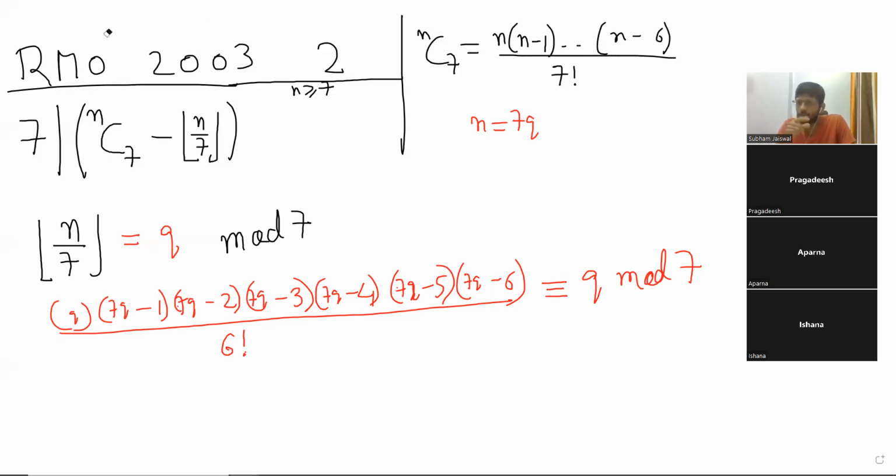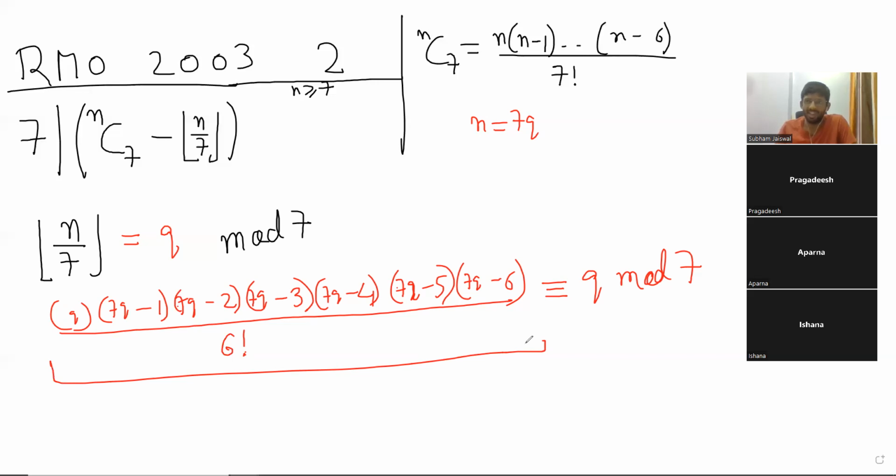What do we want to show? We want to show that this left hand side is 1 mod 7. We want to show that this is 1 modulo 7. We want to show that it leaves a remainder 1 when divided by 7.